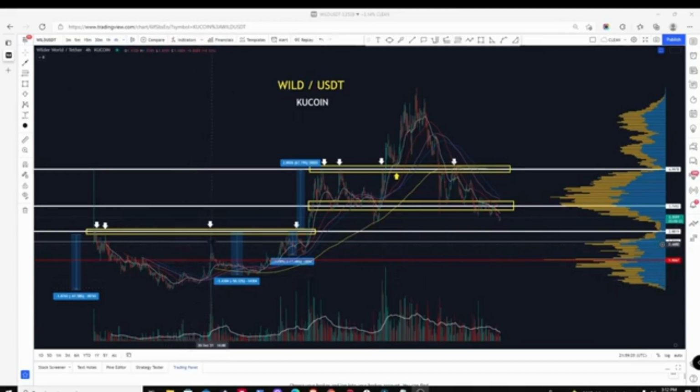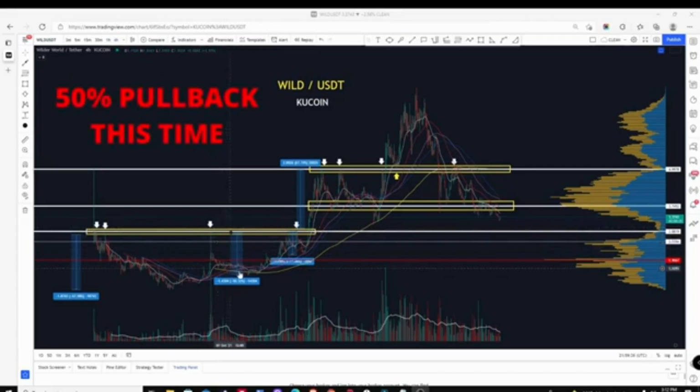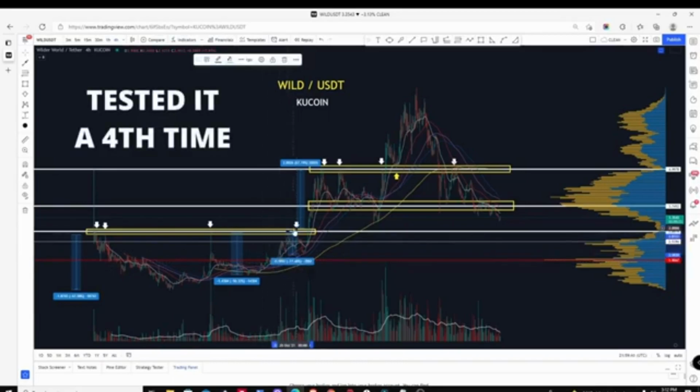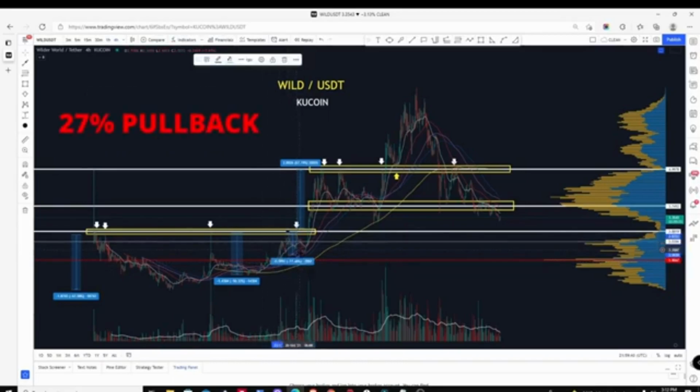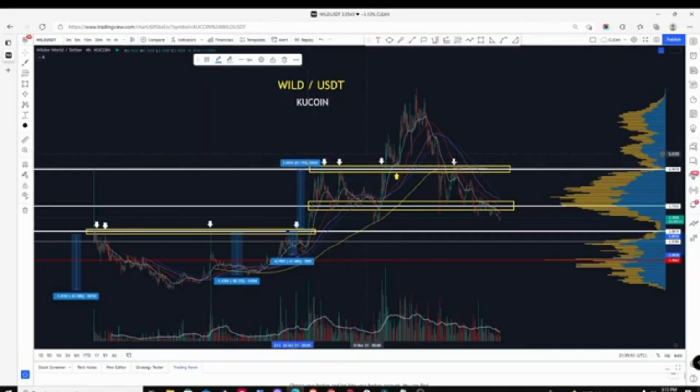Well, it recovered, came all the way back up, and tested that area again. Again, strong rejection, 50% this time, all the way down. Here you can't see as well, but okay, it's 27%. Hit that area, rejected it hard. When it finally broke through that strong resistance, it had a nearly 70% pump before it found some new upper resistance. So now we'll focus on that area.